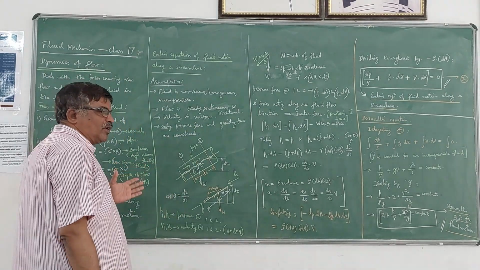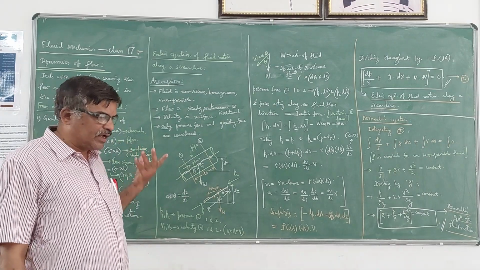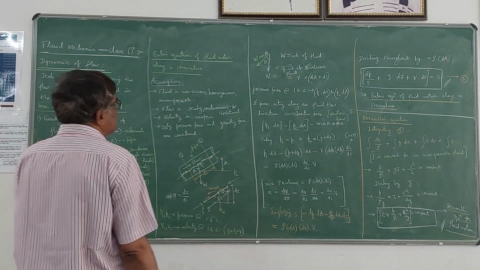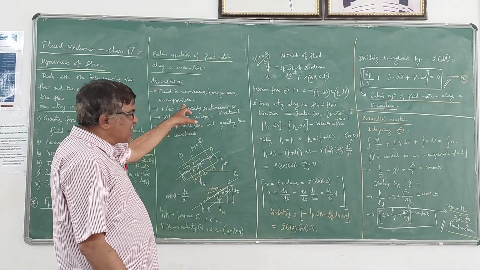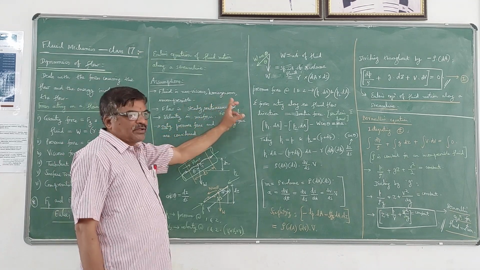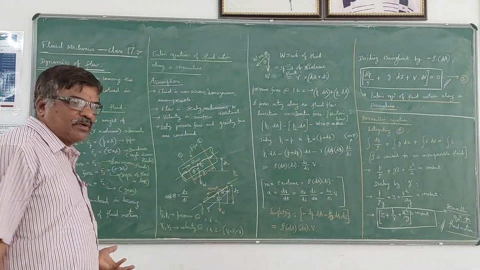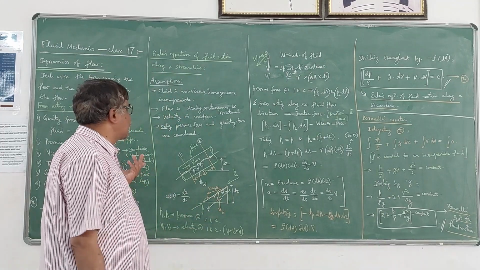So before going for the derivation, we have to assume certain things, assumptions to make the derivation simpler. So the fluid is non-viscous, homogeneous and incompressible. So density remains the same, that is the meaning of incompressibility, and physical properties remain the same, that is called homogeneous. And non-viscous means you can take it as an ideal fluid, viscosity is very less, like water.